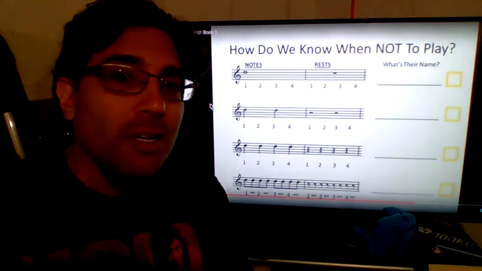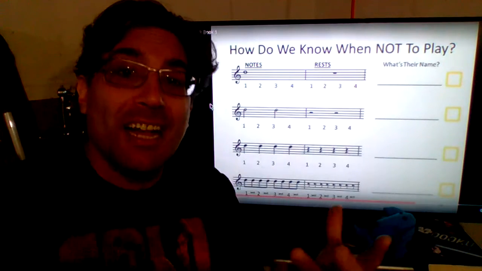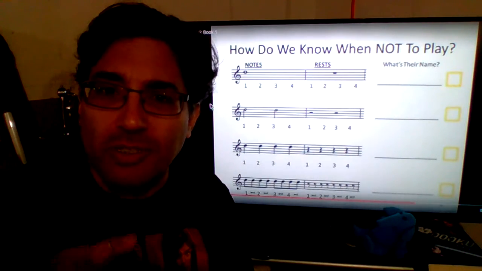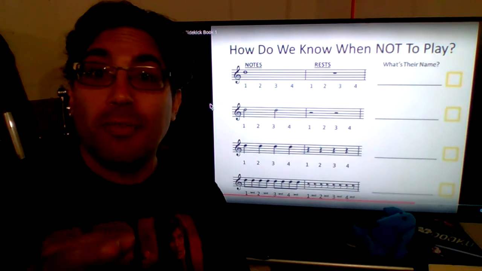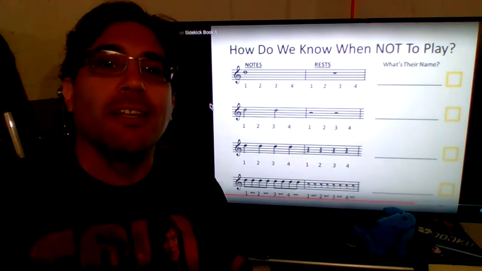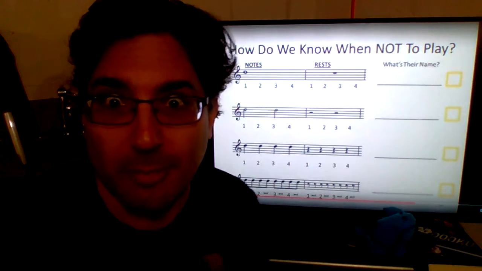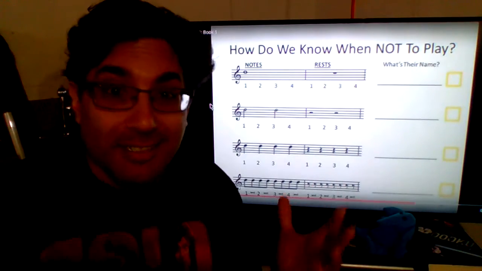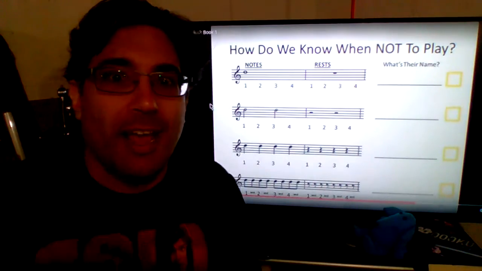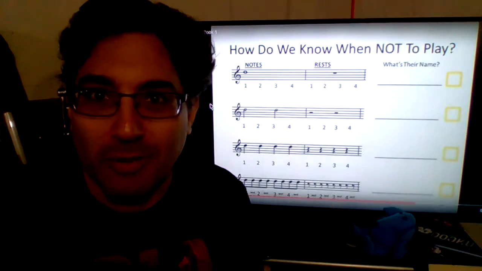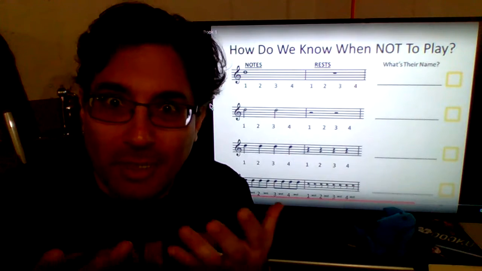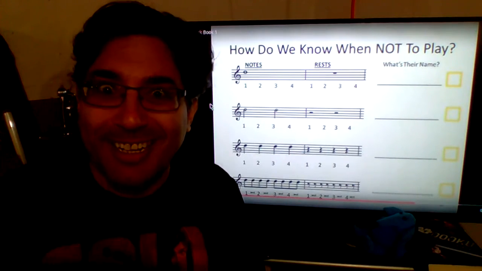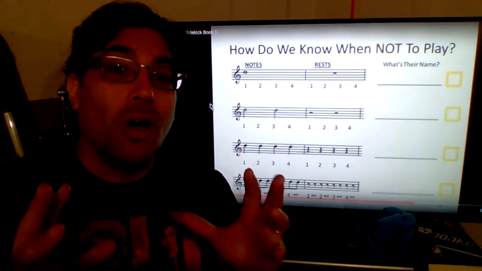But now you need to know how long not to play. So instead of notes, instead of circles telling you to play a certain amount of time, you have different shapes called rests that tell you not to play for a certain amount of time. Because it gets boring if you have everybody playing all the time, all the same stuff, right? So you're going to have moments where sometimes you have to rest. Sometimes you're going to want to rest. All right? But how long to do that?